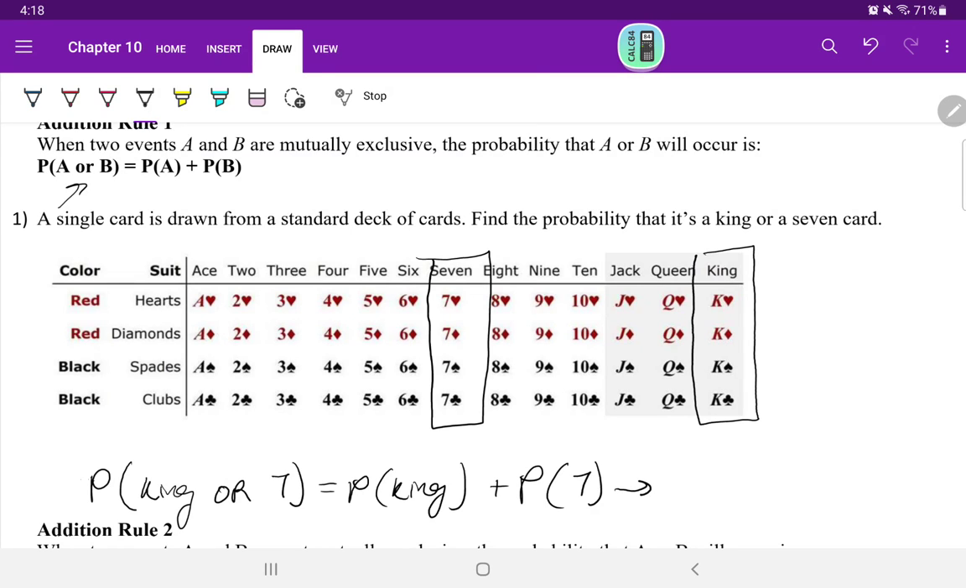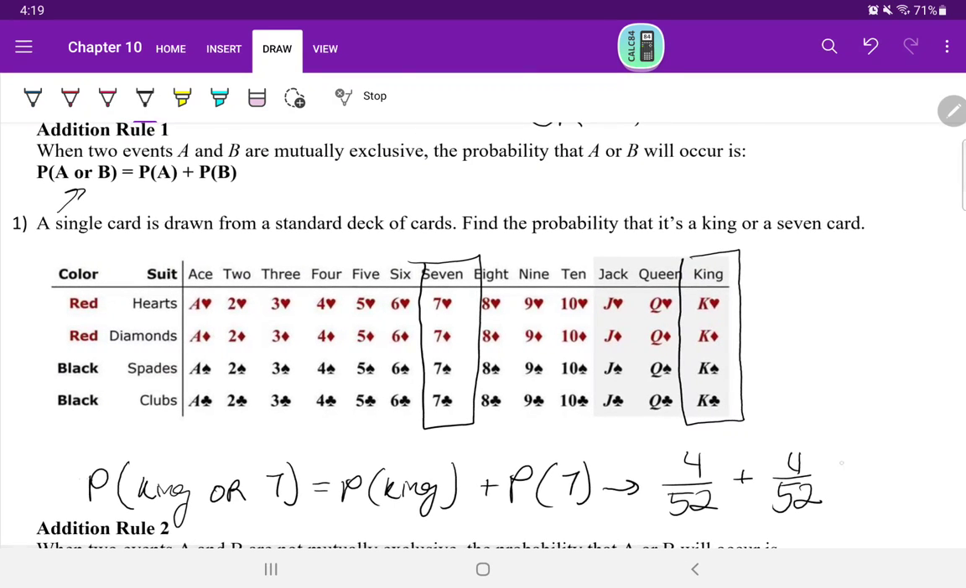How many kings are in my deck? There's a total of 4 kings in my deck out of 52 cards. So the probability of selecting a king is 4 out of 52. Plus, now the probability of selecting a 7. There are 4 7s in my deck. So the probability of having a 7 is also 4 out of 52. 4 out of 52 plus 4 out of 52 is 8 out of 52.